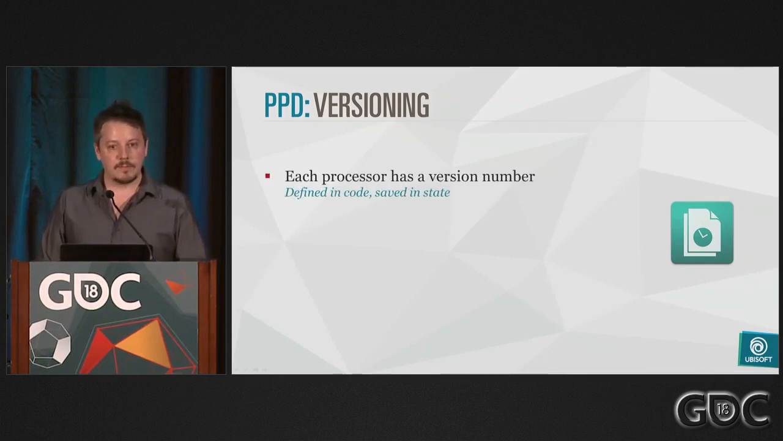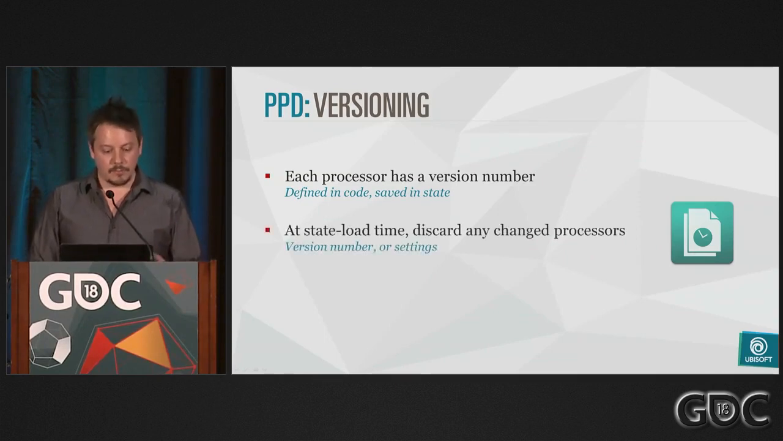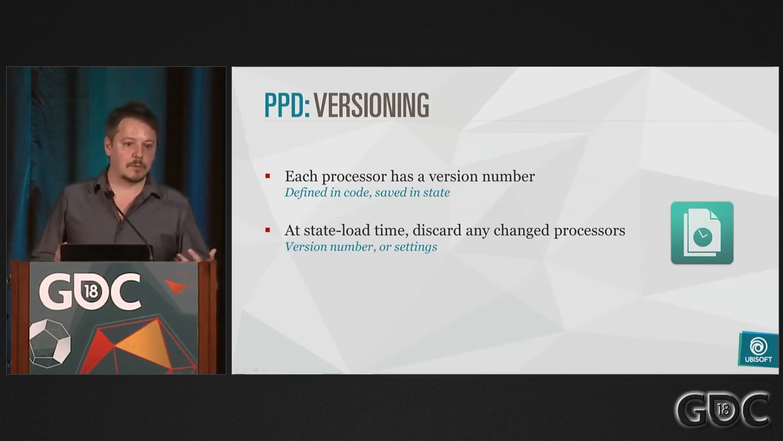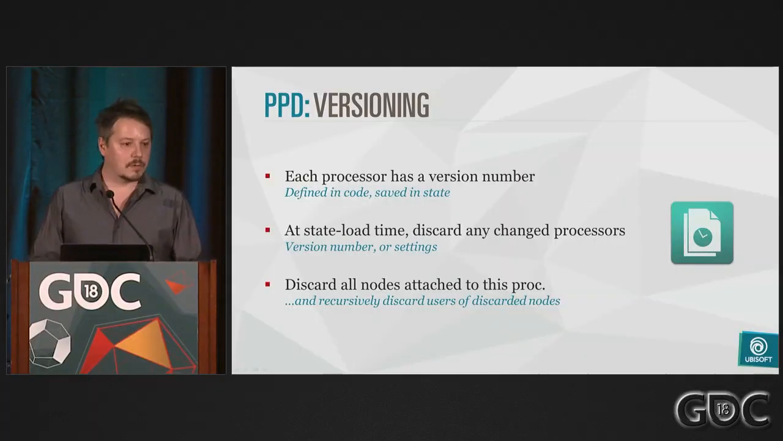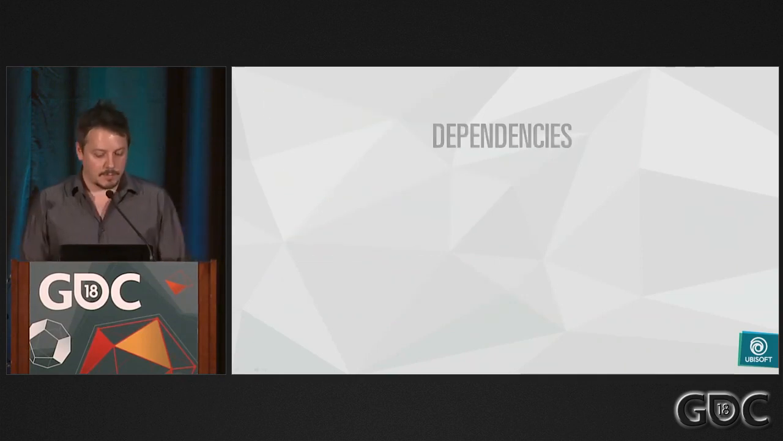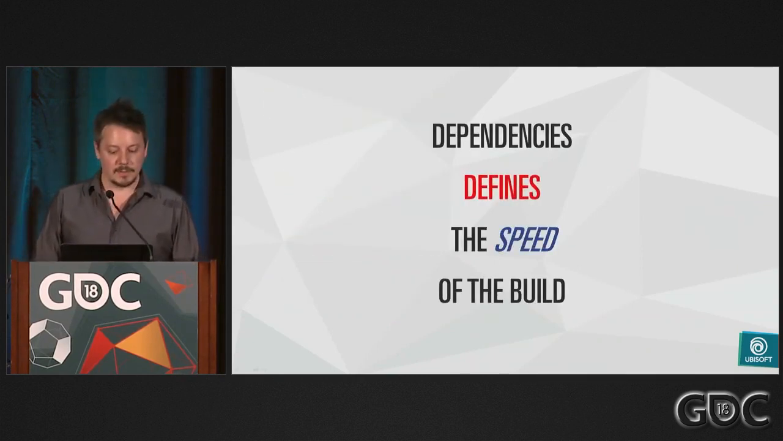The idea is quite simple. Each processor has a hard-coded version number within the code. And whenever we build something, we save this version number within the asset. So whenever we load the state of the build, we can see that the version may have changed. And if it has changed, we need to discard all the nodes that were associated to the previous version of the processor. And we need to recursively go through all the dependencies of those assets and discard all those nodes that were depending on the node that has been discarded. So the more dependencies you have, the more things you're going to discard, because the dependencies are actually defining the speed of our build.